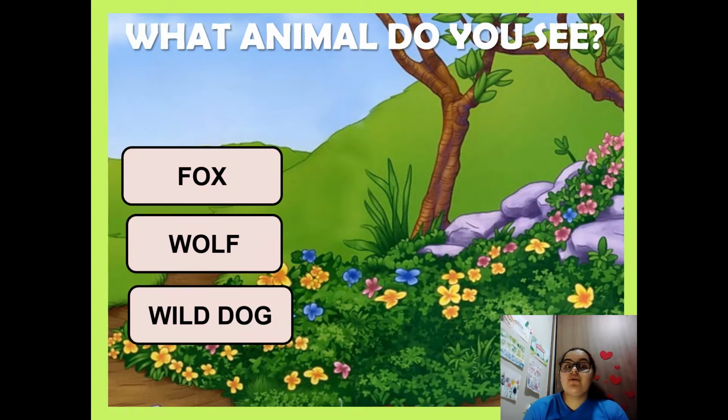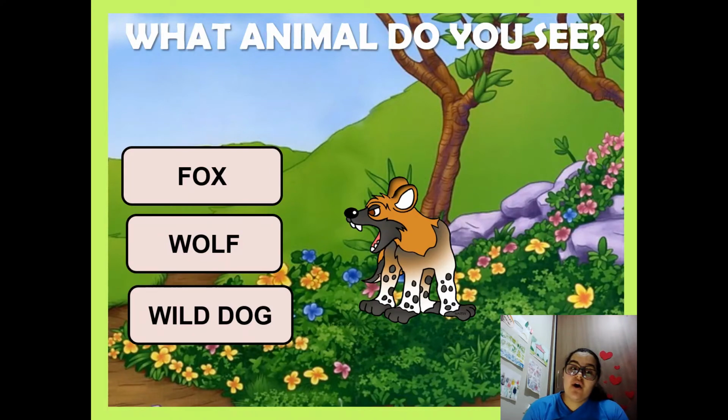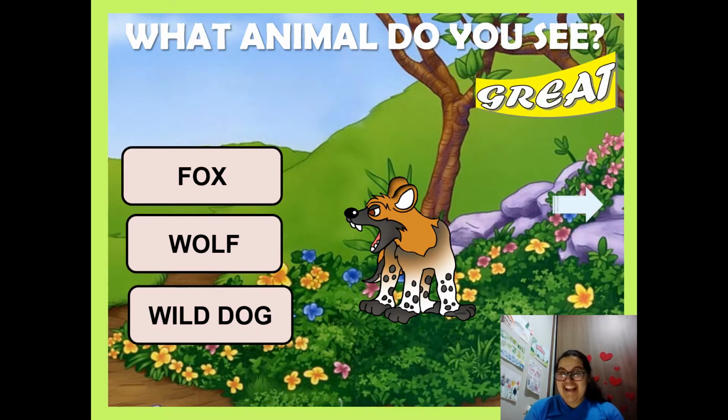What animal do you see? A fox? A wolf? Or a wild dog? We already see a fox. We already see a wolf. So, I think this is a wild dog. Yes, let's see. Great, guys! You were so smart.